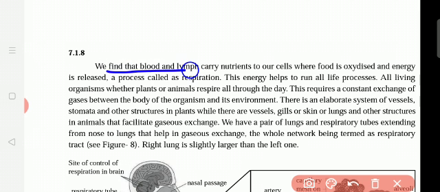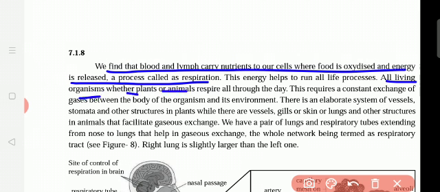Underline these two lines. What does respiration mean? You should write this one. Okay, and this energy helps to run all life processes. Which energy? The energy which is released in the presence of oxygen. All living organisms, whether plants or animals, respire all throughout the day. Whether animals or plants, like human beings, everybody respires. That means in the presence of oxygen only the energy is released from food. They breathe in and breathe out like us.